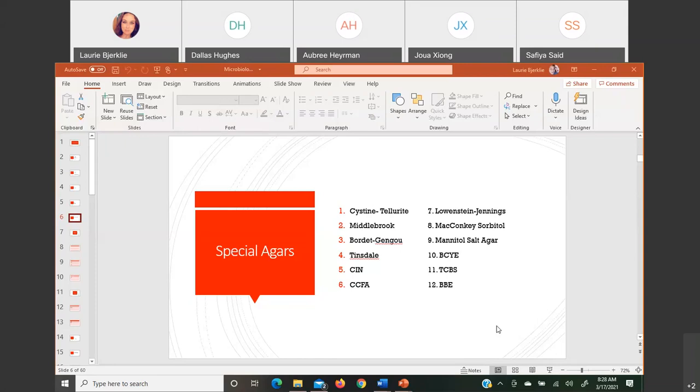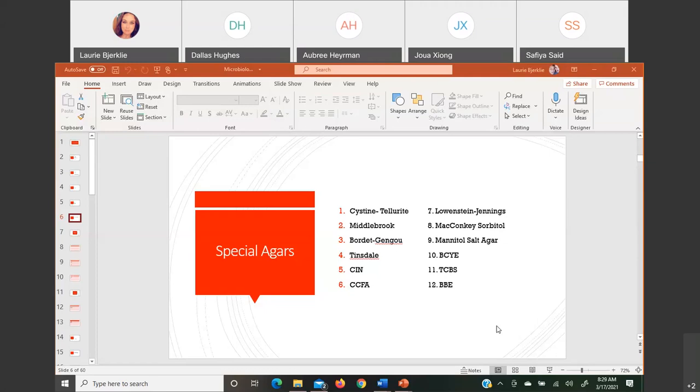Okay, mannitol salt agar. With you guys, it is Staph aureus, and Staph aureus will be yellow colonies on mannitol salt agar.